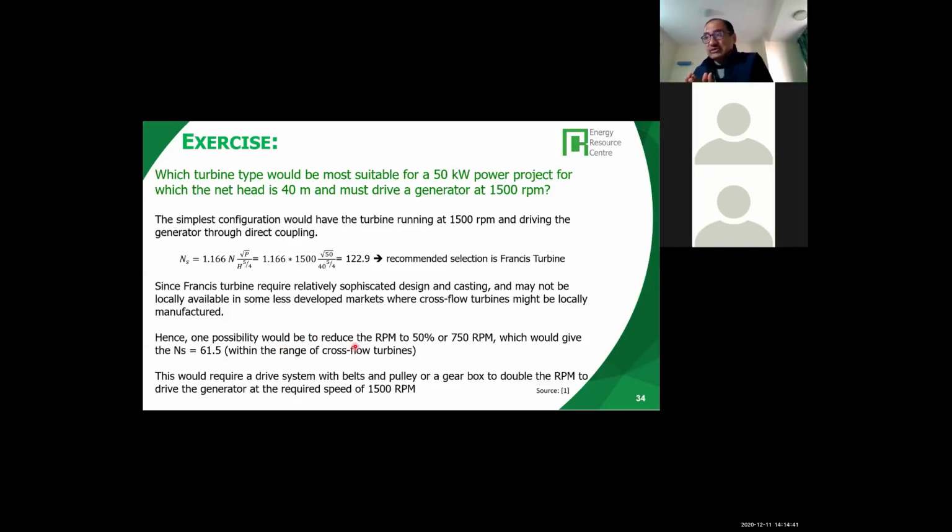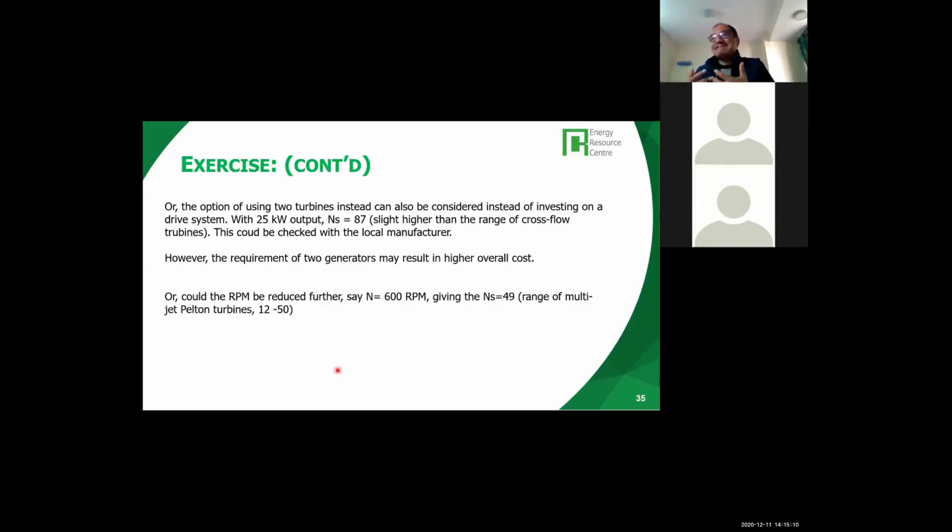So we use a belt and pulley system or a gearbox to double the RPM to drive the generator at the required speed of 1500. The turbine speed will be 750, giving an NS specific speed of 61.5, so that we can select a cross-flow turbine. This type of decision is made for hydropower design. For large hydro, you will go for the best design.